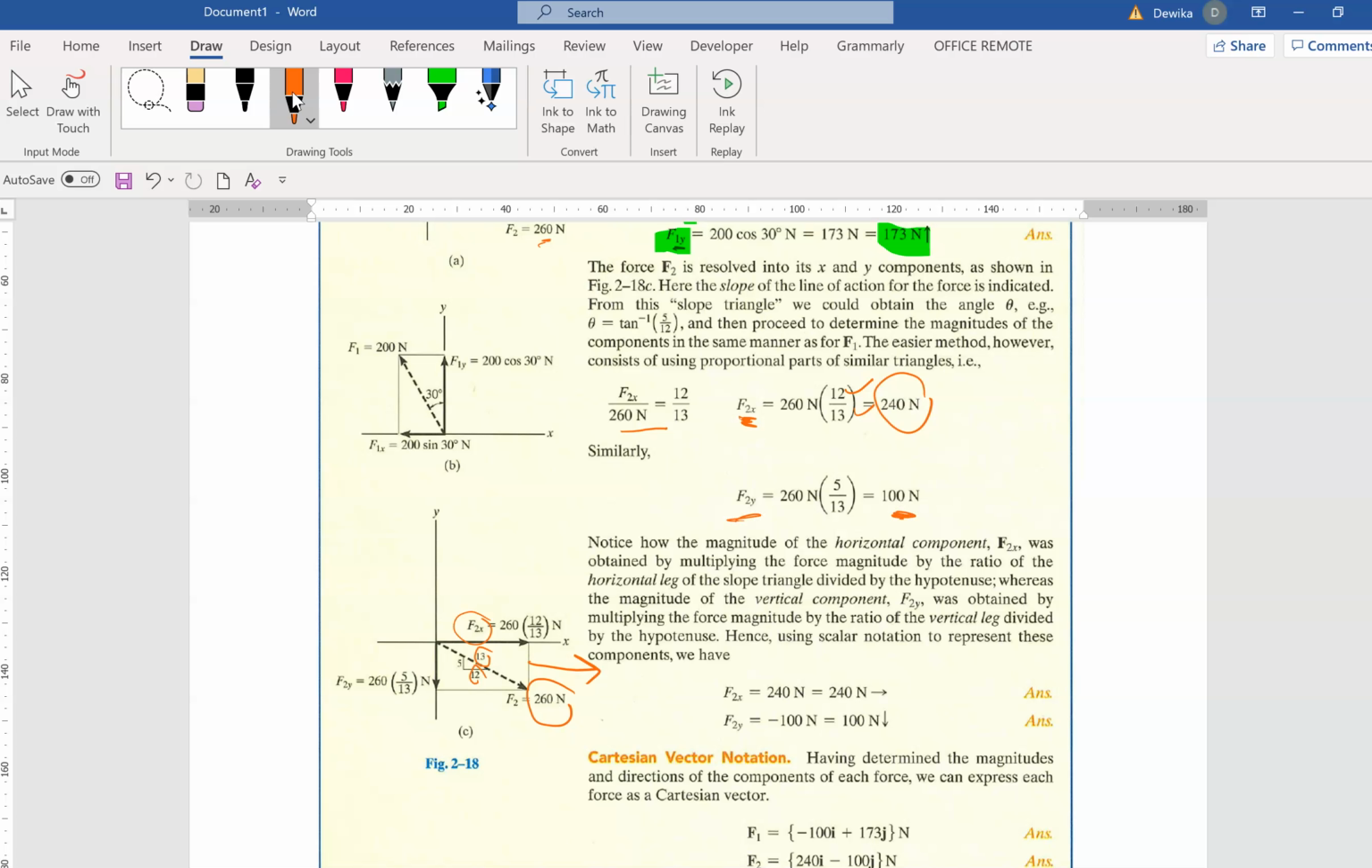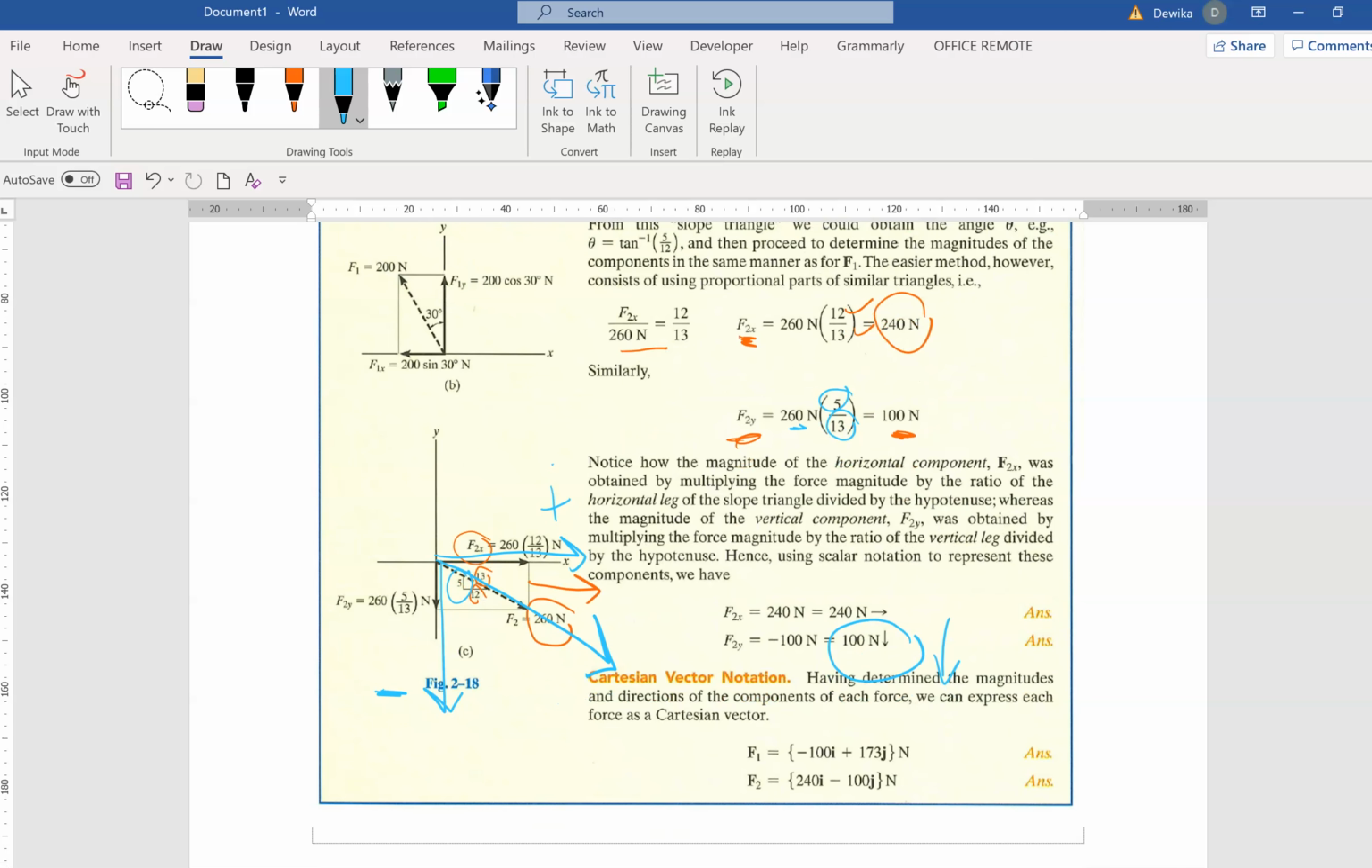Okay, next we're going to do the similar method with your f2y, sorry. I'm going to use a different ink color so that I don't confuse you. So we're going to take something which is vertical, 5 over 13, multiplied by 260. You have 100, and this 100 is actually pointing downward. Remember what I told you about this force? If you resolve it in the x direction, it is pointing positive, whereas in the y direction, it's pointing downward. So it's negative. Okay, don't worry.